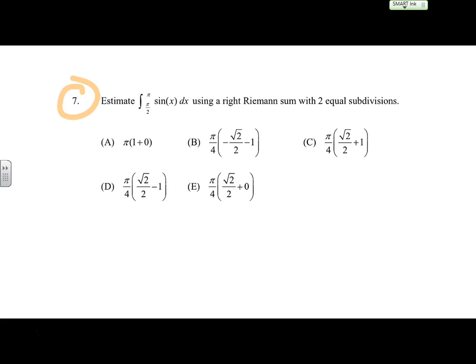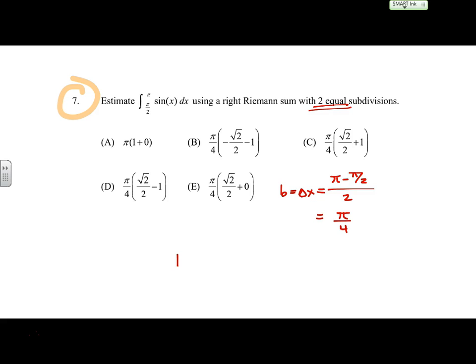A right Riemann sum with 2 equal subdivisions. All right, this was a little bit harder. Base equals delta x equals, I see my bounds are pi minus pi over 2. So I do my b minus my a all over how many equal subdivisions I'm making. 1 pi minus half pi is half pi. Half pi divided by 2 is a fourth pi. So we're going by pi over 4s.